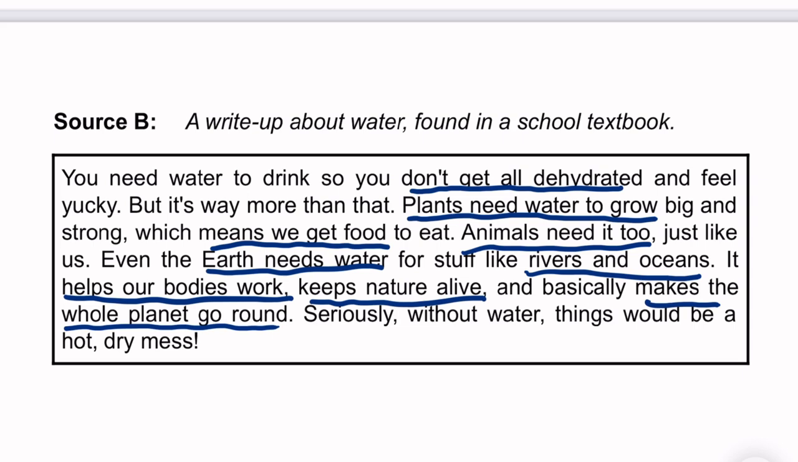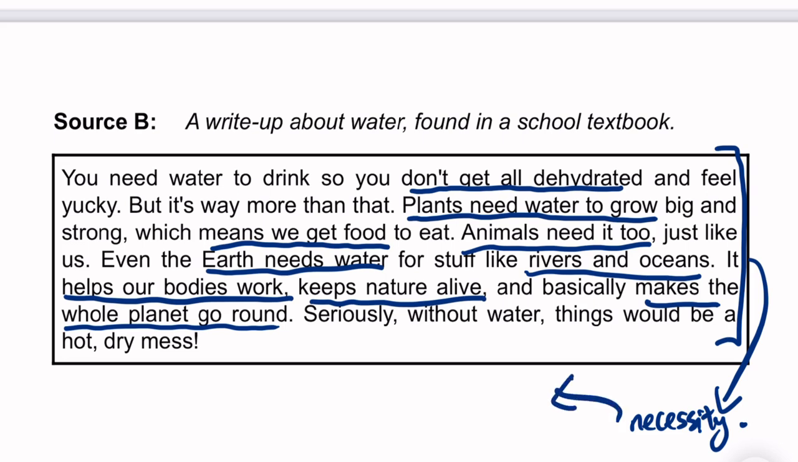So essentially, what we are saying here is that this whole chunk tells us that water is a necessity. And because it is a necessity, we can conclude that water is important. So you can tell how important it is to pick out keywords from a textual source in order to draw a conclusion from it.